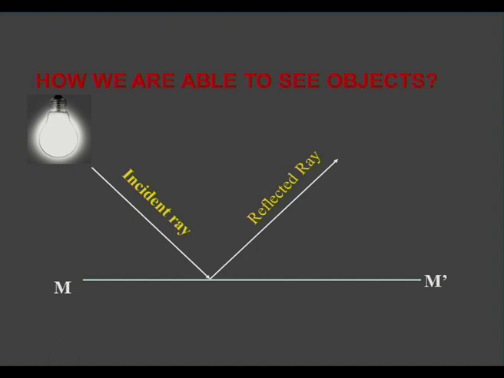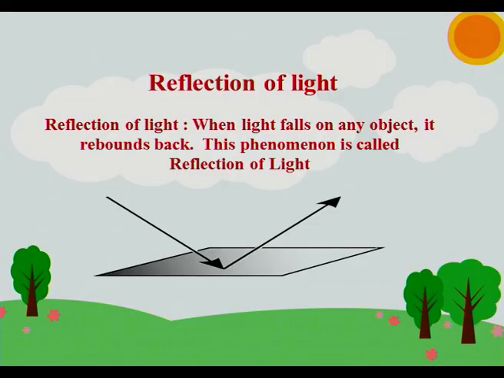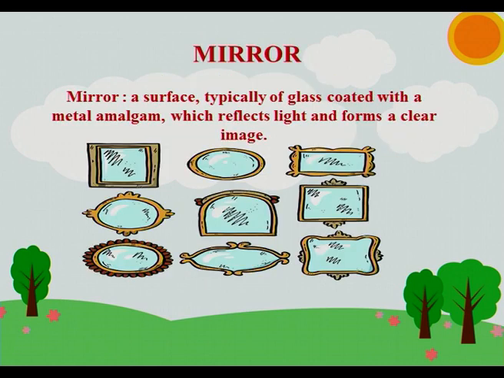Here we want to know that the reflected ray reflects at a certain angle only. It does not reflect here and here. Why? Because the reflection follows some laws. Reflection of light. When light falls on any object, it rebounds back. This phenomenon is called reflection of light.